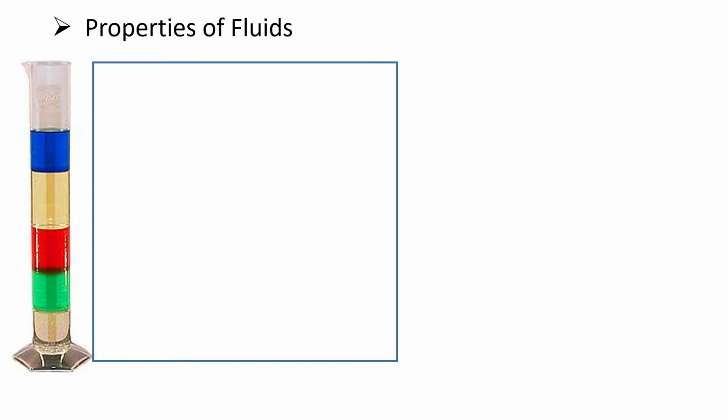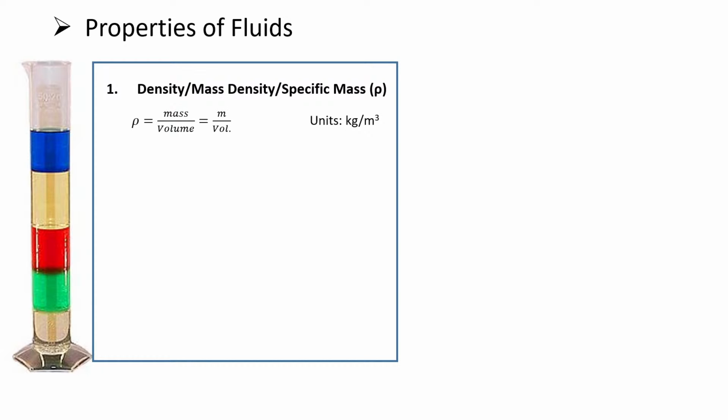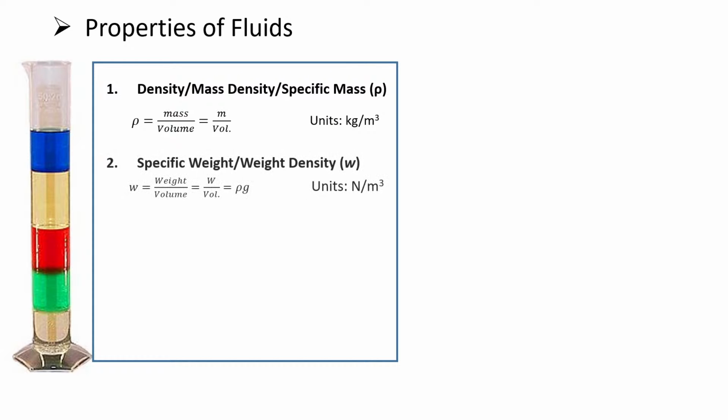So you can see there is one cylinder, and inside that cylinder, some 5 types of fluids are there. So we can easily understand that because of density, the fluids are separated. So first concept is density, that is also known as mass density or specific mass. It is the ratio of mass per unit volume. Unit is kg per meter cube.